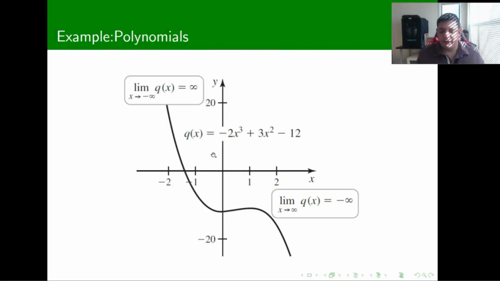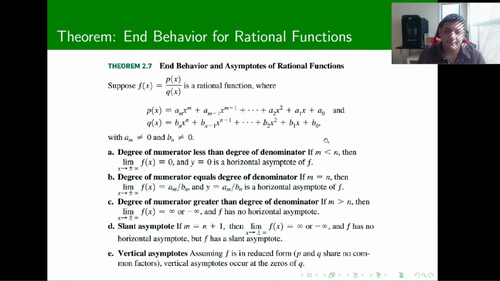Now, of course, we saw powers, we saw polynomials. Then the next step is rational functions. And so the end behavior for rational functions is going to be a little bit more complex.